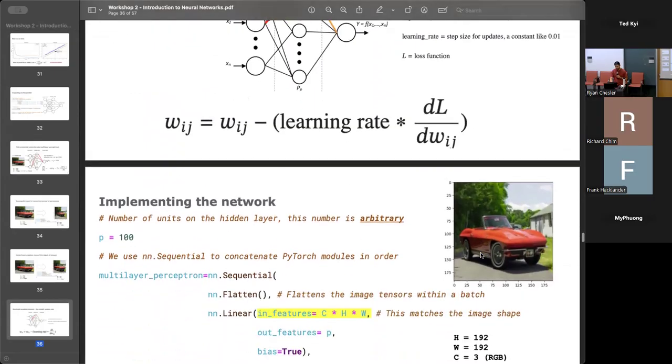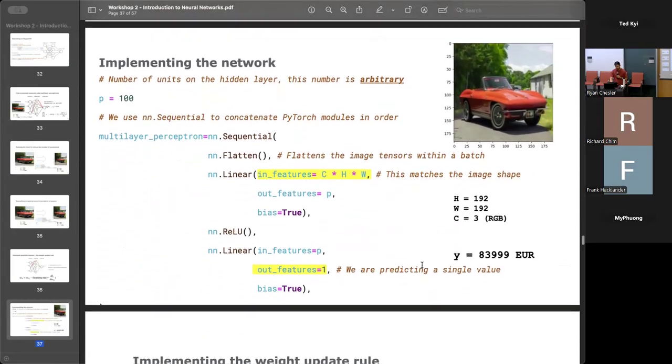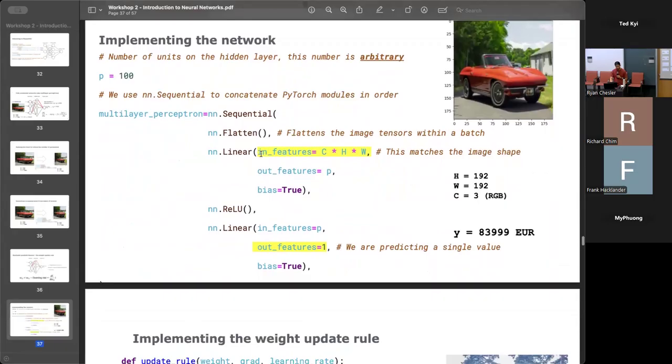We've talked about gradient descent a little bit. So this is saying now let's define a neural network that has this certain format.